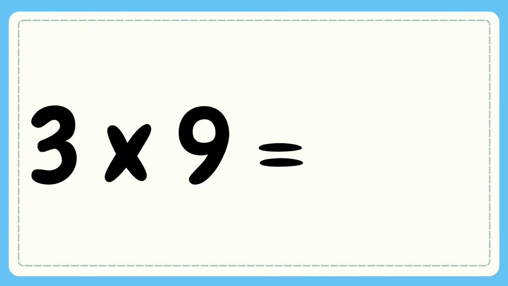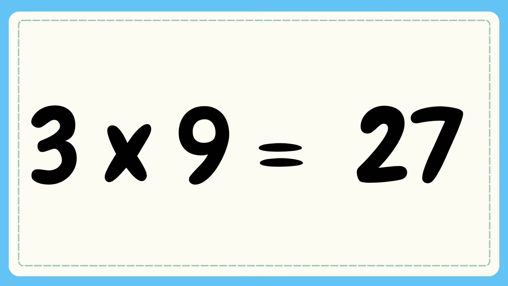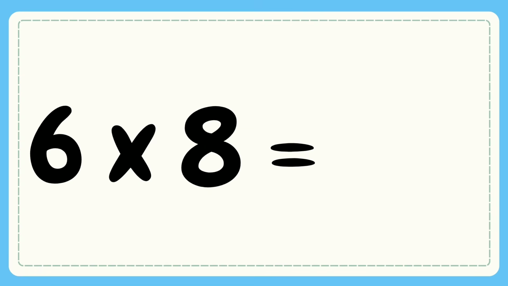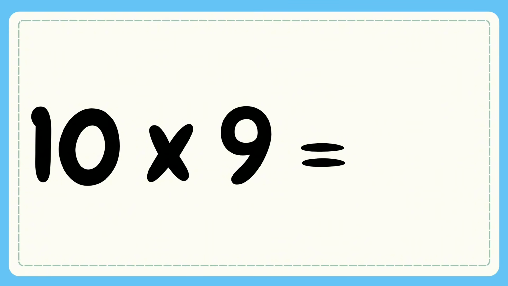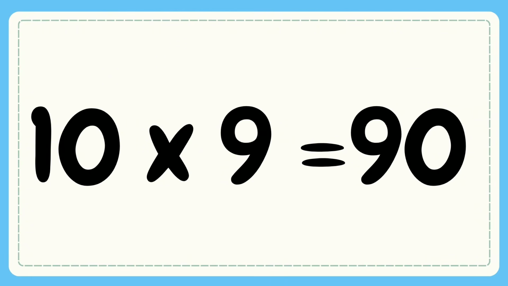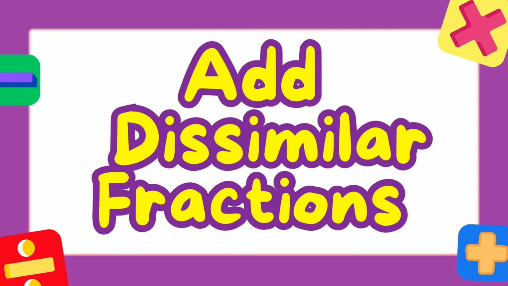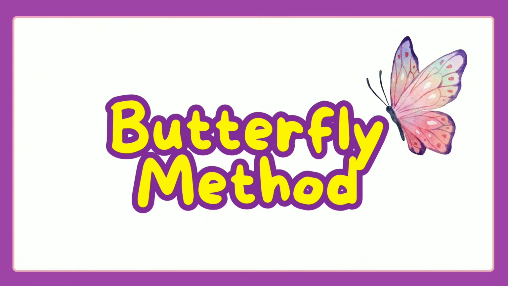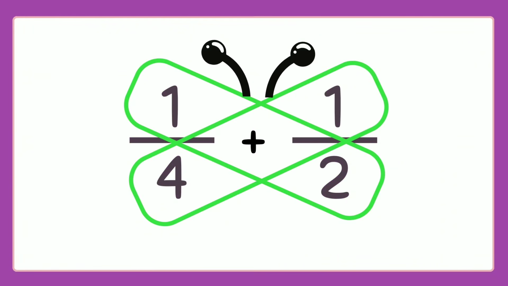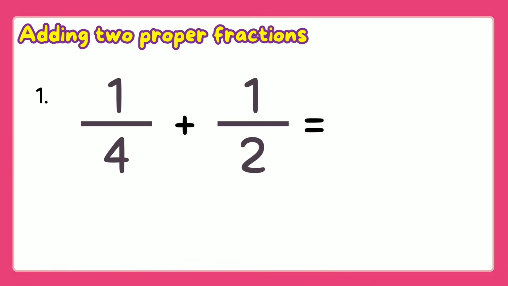25, 27, 48, 90. Now, let's add dissimilar fractions. Two proper fractions. The method that we are going to use is the butterfly method or the cross multiplication. Let's have 1/4 plus 1/2.